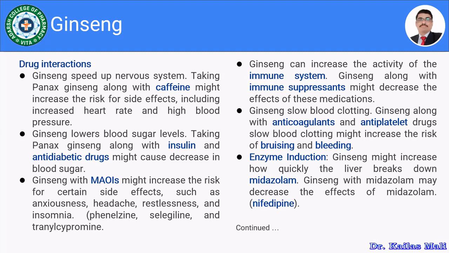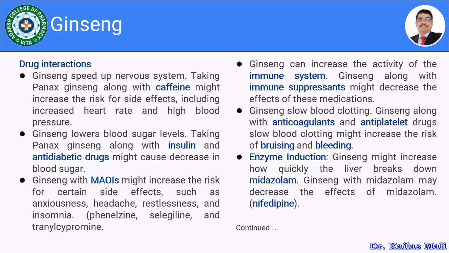Let us move towards the very first drug interaction, that is related to ginseng and caffeine. Ginseng acts as a stimulant, and caffeine is also used as a stimulant. So when we are combining ginseng with caffeine, we get certain side effects like increase in heart rate and high blood pressure. Ginseng stimulates the nervous system, and caffeine also acts as a stimulant. So there might be chances of increased heart rate or high blood pressure. So one should not combine ginseng with caffeine.